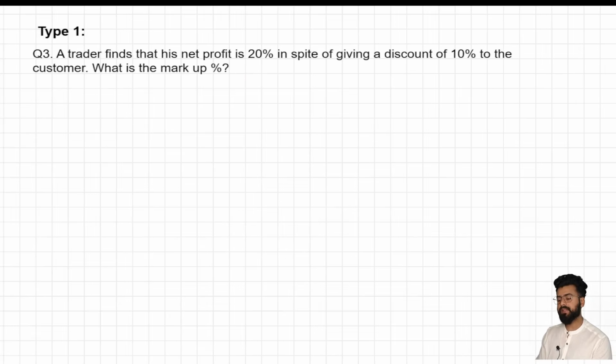A trader finds that his net profit is 20% in spite of giving a discount of 10%. What is the markup percent? Now, if you look at the setup carefully, what they are saying is that this trader has given a discount of 10%. Discount is always applicable over market price. So when I apply a discount of 10% over it, I'll get a new price, that is selling price. So in spite of giving a discount of 10%, the trader realized that his net profit is 20%.